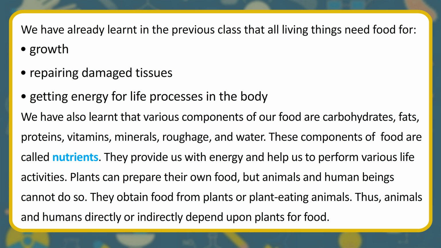Plants can prepare their own food, but animals and human beings cannot do so. They obtain food from plants or plant-eating animals. Thus, animals and humans directly or indirectly depend upon plants for food.